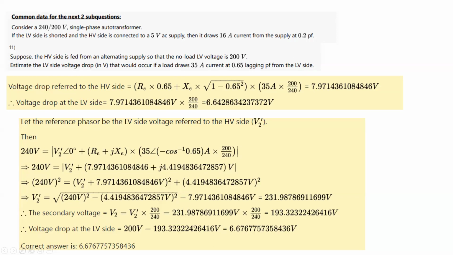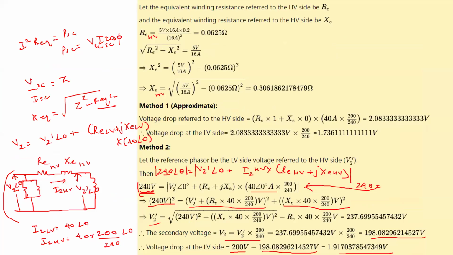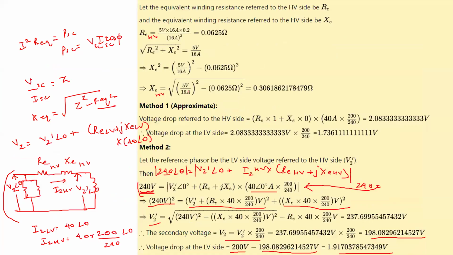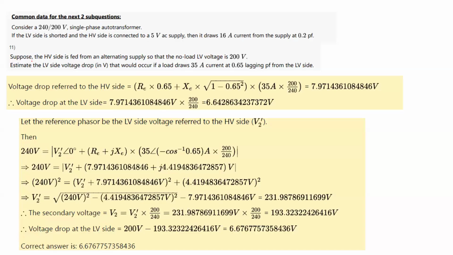So they are saying again the same question, but now they are saying that we have the same RE and XC values, because it is the same common data. So we have the same RE and XC value from the short circuit test. Now they are saying that suppose the HV side is fed from an alternating supply, so that the no load voltage is 200 volts.